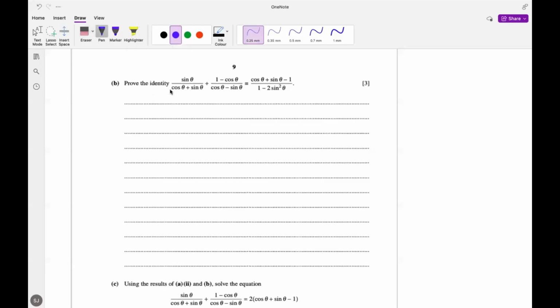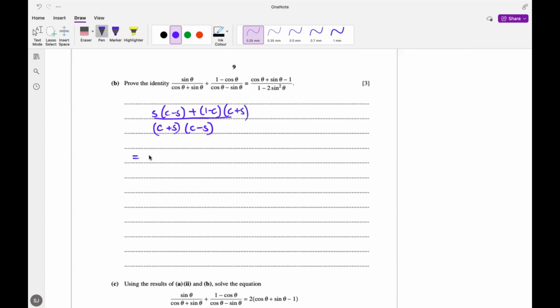In part B, we have to prove the given identity. So we'll start proving the identity by first taking the LCM. The LCM will become cos minus sine and cos plus sine. So this will be cos plus sine and cos minus sine. This sine will multiply by cos minus sine, and 1 minus cos will multiply by cos plus sine.